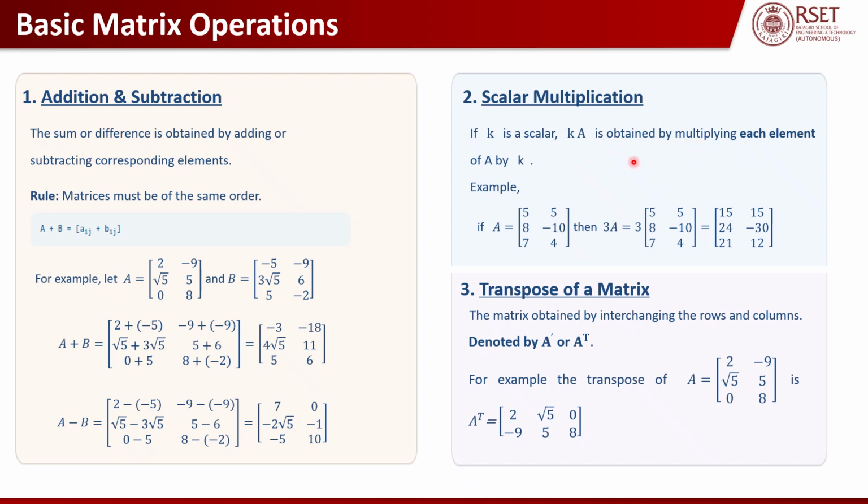The product will be obtained by multiplying this k with each element of matrix A, giving kA.